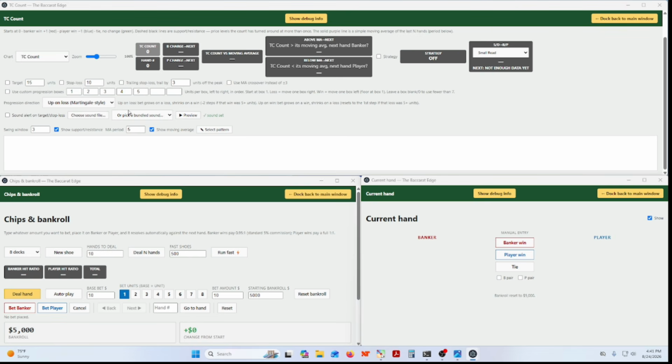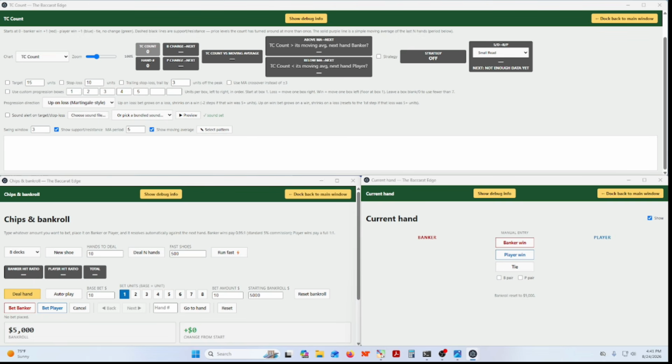So on this screen you're looking at, we're going to look at the TC count, the chips and bankroll, and the current hand. The current hand is where all the cards are being dealt. I think I'm going to add that into the chips and bankroll. And I'm glad I'm walking this through with you guys so I can have a good idea of what changes I need to make, so on and so forth. All right, I'm sitting up here jotting something down as we speak.